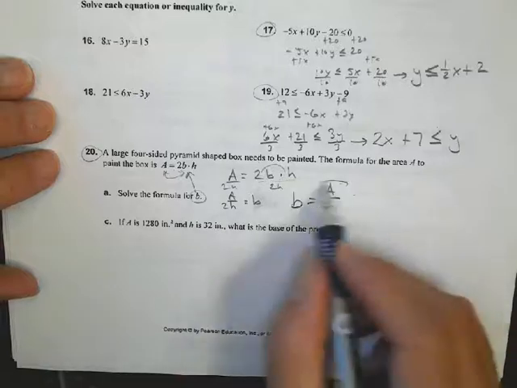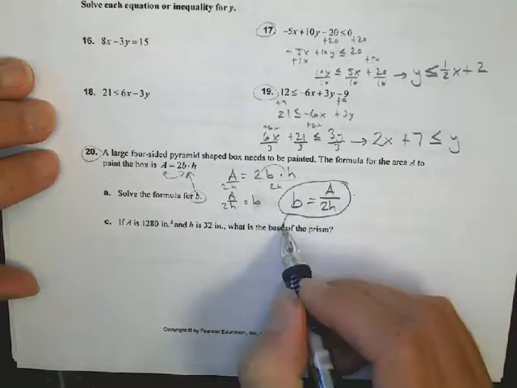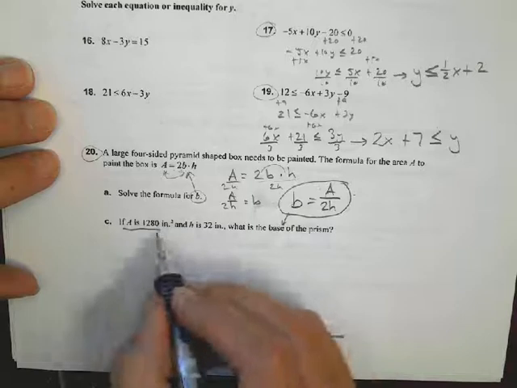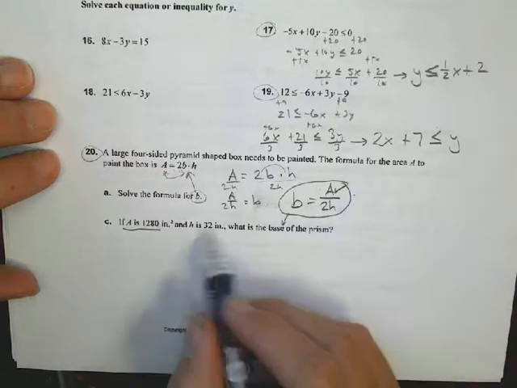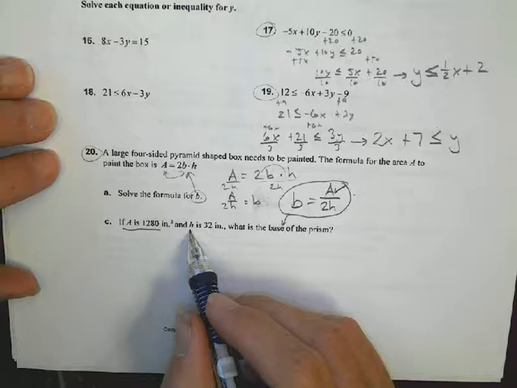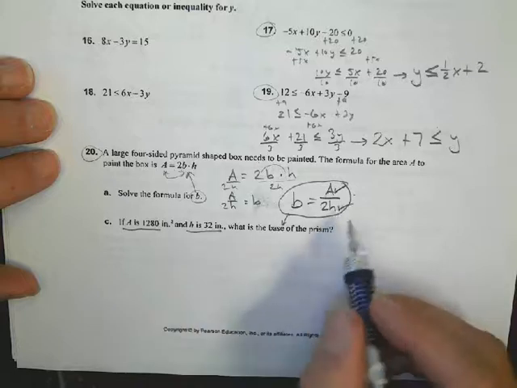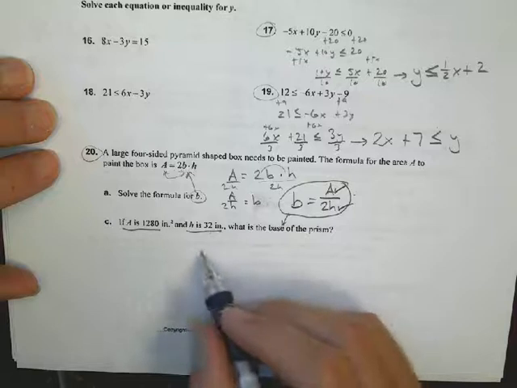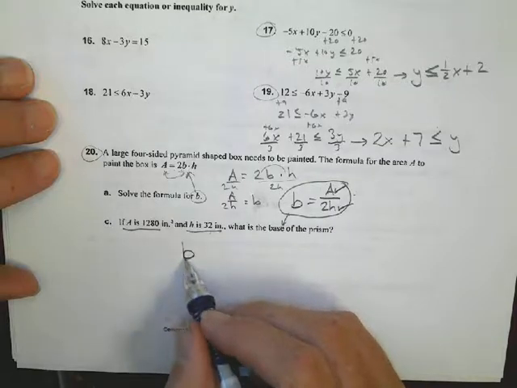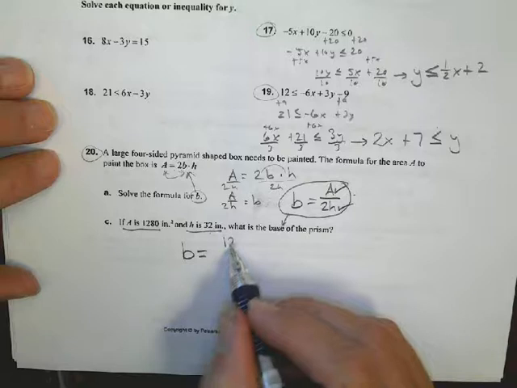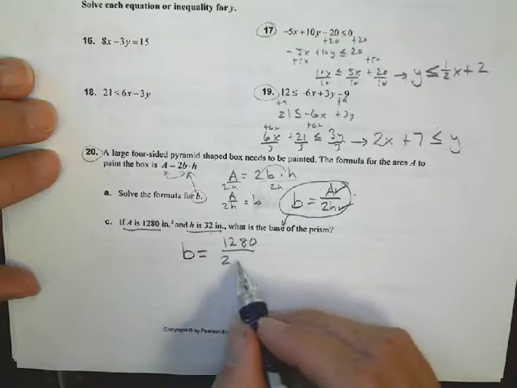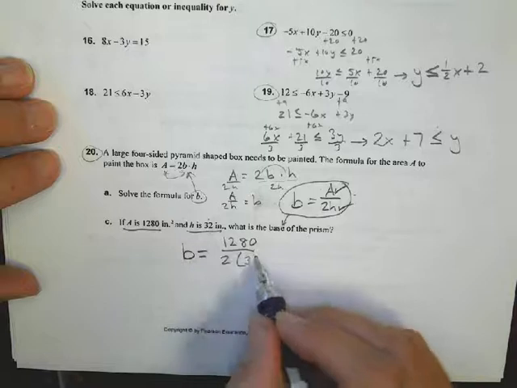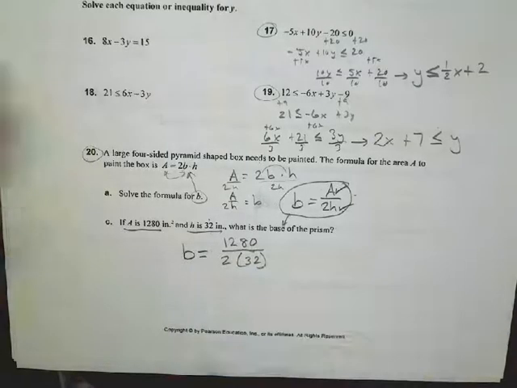With that formula in mind, now we come down to here where they give us the area, check, and they say that H, the height, is 32, check, and we want to find the base. So we're going to plug in those values to find out what the solution would be. So the base would equal 1,280, the area, over 2 times the height, 32. And now you do your math and you'll solve to find out what the base is.